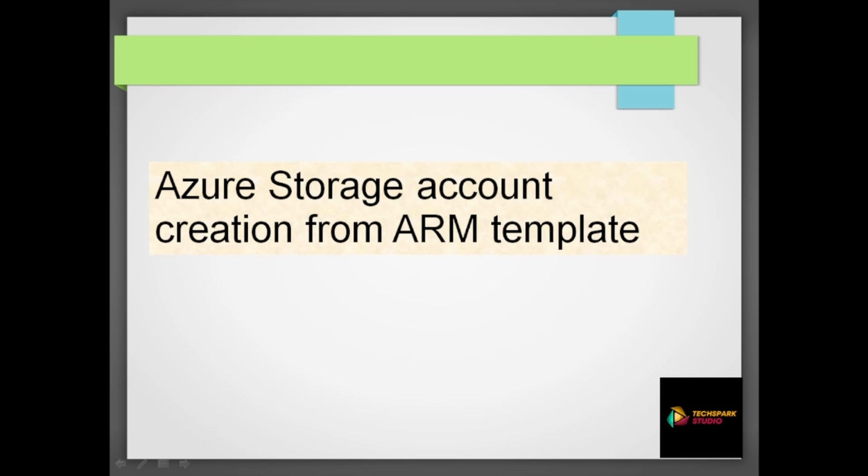Think of an ARM template as a blueprint of your Azure resources. It allows you to define your infrastructure in a declarative way using JSON. So instead of clicking through the Azure portal every time, you can deploy and manage all the resources consistently across different environments using this template. Now we understand what the ARM template is.